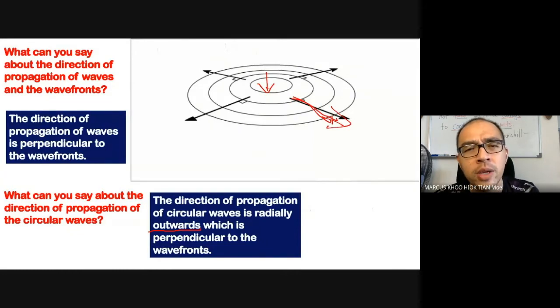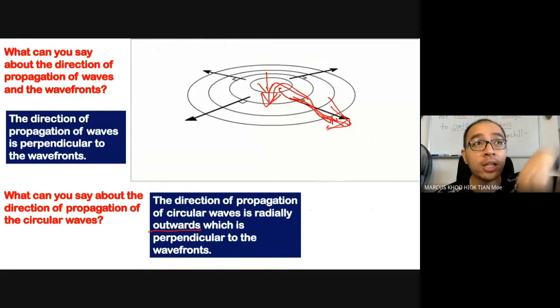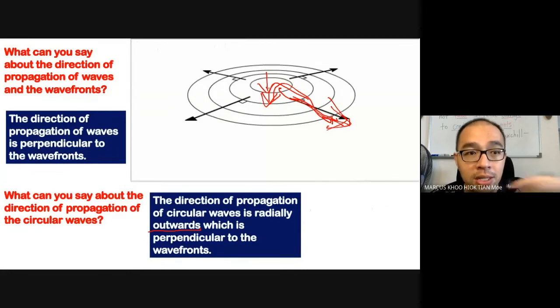Okay, then I thought, oh yeah, actually, if you think about it, if you drop a stone, shouldn't the water follow? You know, the water wave should follow the stone going inside. But the explanation behind that is that it's because the energy is being transferred outwards. So it cannot be following inside because the energy is transferred outwards. That's why the direction of propagation for the circular waves is always outwards, from the source point.